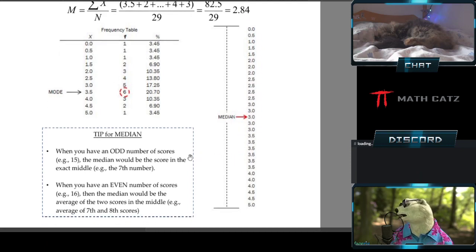So just a tip here. If I have an odd number, there is only a single middle. If I have an even number of scores, then there are 2 in the middle, and just take the average of those 2 scores. And that will be the median. Just add them up, divide them by 2. Just those 2 middle scores.